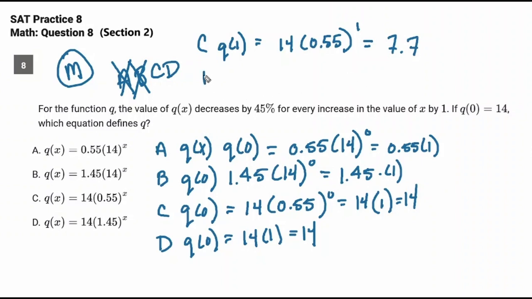So that's looking good. Let's try D. Q of what? 1, because we're increasing x by 1. We increased 0 by 1. 14 times 1.45 to the, follow directions, 1. Again, there's no need for calculation here. 14 times 1.45. Is that going to go up or down? It's going to go up. We're looking to go down 45%, so that doesn't work. So C's got to be the answer. You got to put your head down and do some work here, but you get it right, and you move on.